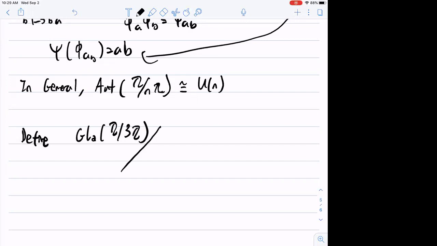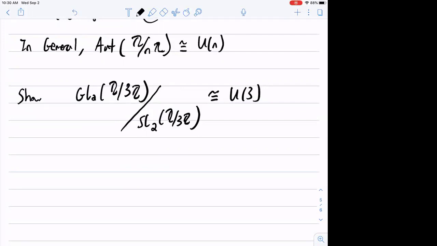And I am going to quotient out by SL2. So remember, these are the things of determinant 1. Here, remember, GL2 being invertible just means the determinant is non-zero. Show this is isomorphic to U3. So again, let's practice the first isomorphism theorem. Let's define a map phi from GL2(Z mod 3Z) to U3.